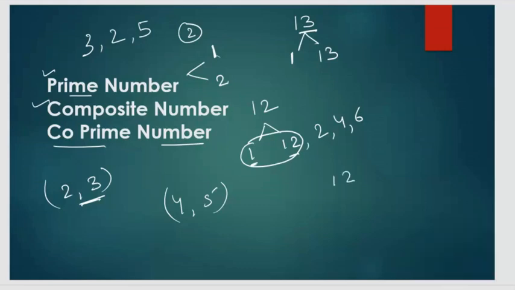If I'm saying 12 and 16, are they co-prime? No. 2 is common between them. 4 is common between them, right? So if any factor is common between them, those are not co-prime numbers. So for co-prime, the common factor should always be 1. So I hope you understand.